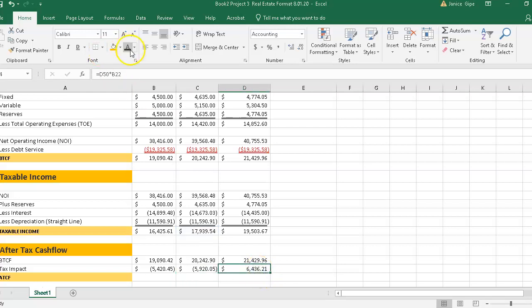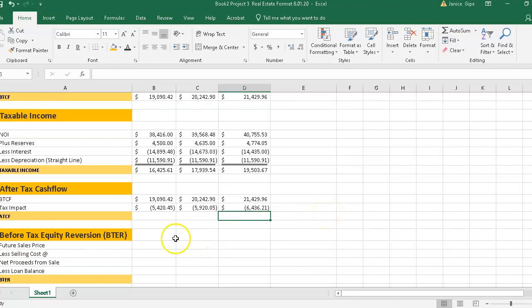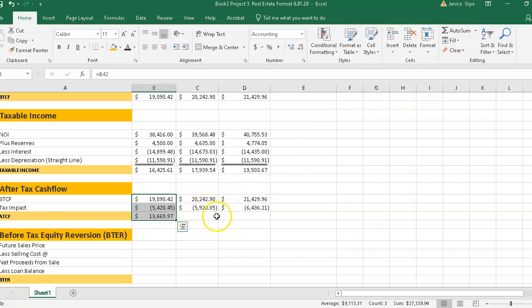And again, let's see. Okay, so now your after-tax cash flow is calculated by summing these. Just auto sum. And okay.